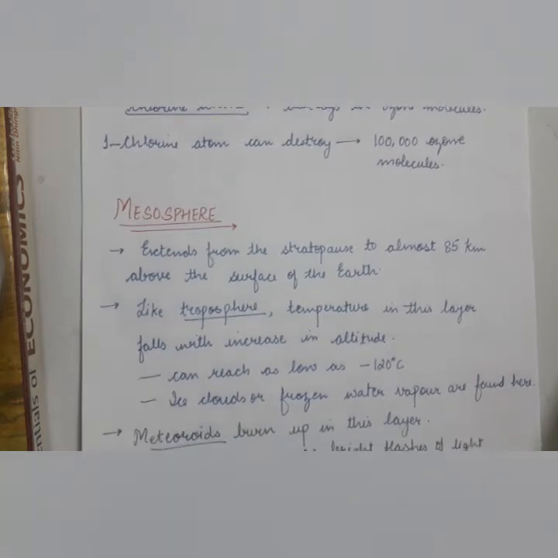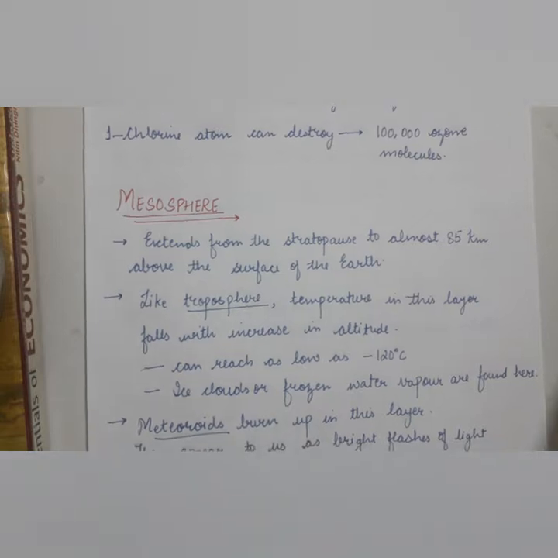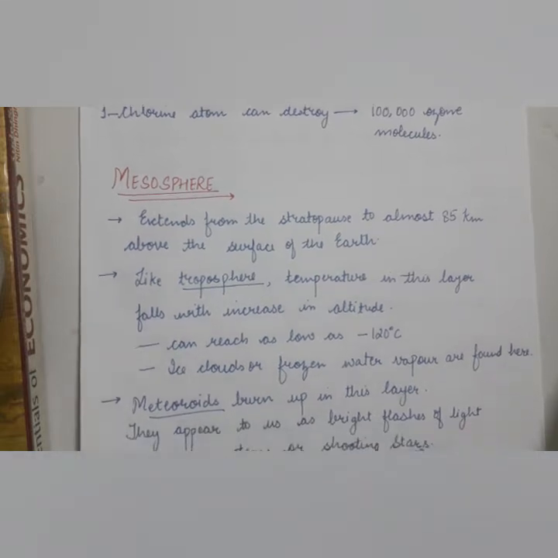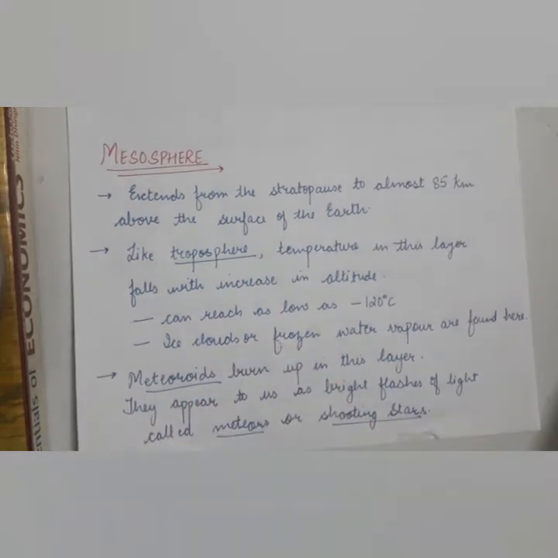In this part, like troposphere, the temperature of this layer falls with the increase in the altitude, and even it can reach as low as minus 120 degrees Celsius. This is very low temperature, so ice clouds form there. The frozen water vapor is found in this layer. And next we will be discussing about the meteoroids. Okay, these burn up in this layer.